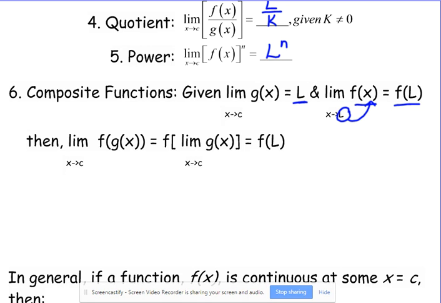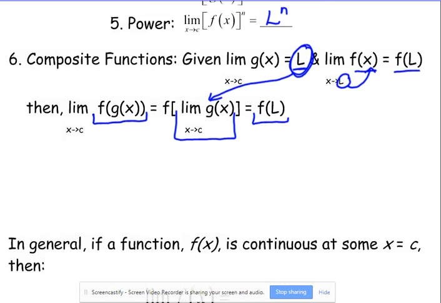Then the limit as we approach c of the composition, f of g of x. So we're plugging g of x into f. What you do is you start on the inside, just like you do with the composition of the functions. If I asked you what's f of g of 2, you plug 2 into g, you get that answer, you plug that answer into f. Well, same thing's going to happen here. We start with the limit of g of x, which was L right up here. So that goes right there. And so then it's just f of L. That's all there is to it. So we'll look at an example of that here in a second.